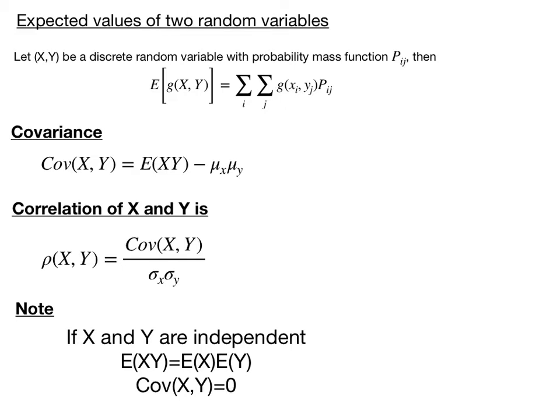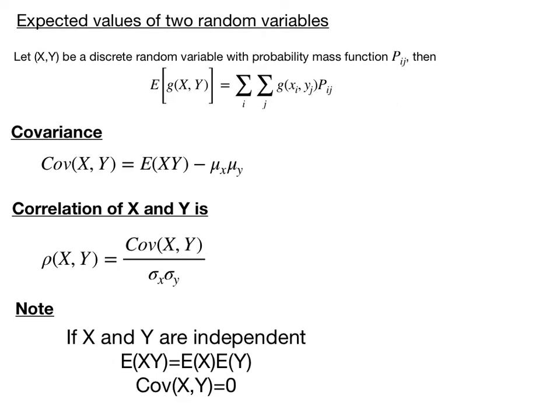The expectation of the joint probability is given by E of g of x comma y, where it is taken as summation over i, summation over j, of g of xi comma yj times pij. And the covariance is given by expectation of xy minus mu x mu y, where mu x is the mean of the variable x and mu y is the mean of the variable y. Correlation of x and y is given by covariance of x comma y upon sigma x sigma y, where sigma x and sigma y are the standard deviations of x and y respectively.